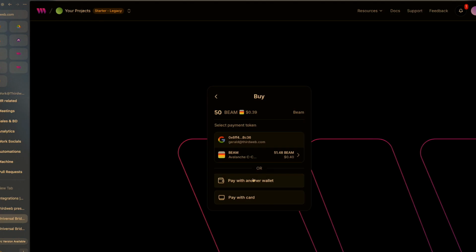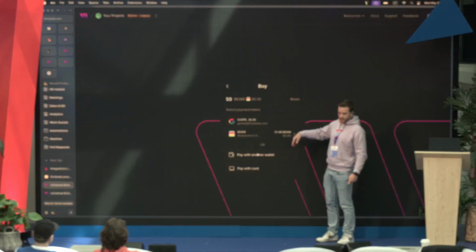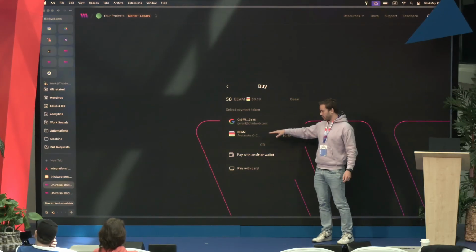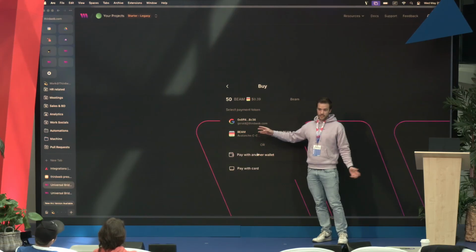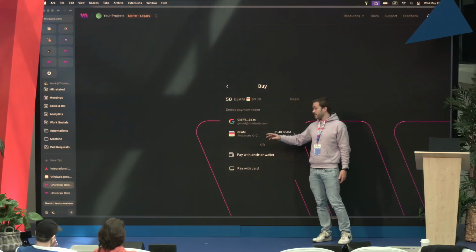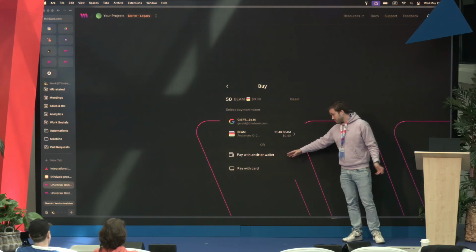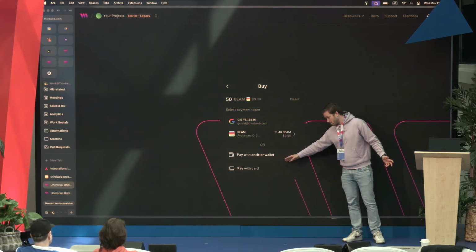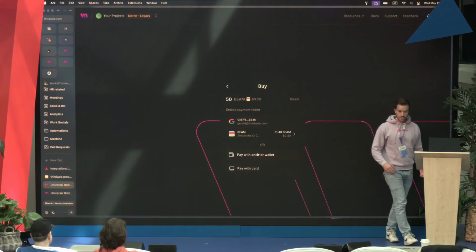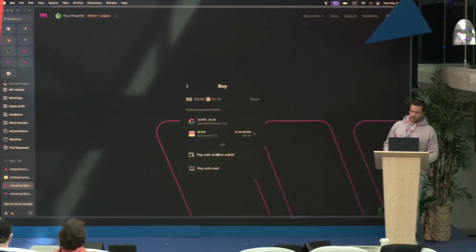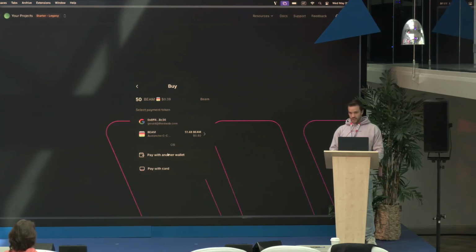We're now seeing, okay, I already hold some Beam on Avalanche C-chain. I tried it before because I recorded the demo as well. You could also do it with AVAX on C-chain, or with USDC on Ethereum. That wouldn't really matter. Or if you don't have any token, you could say, okay, I actually just want to pay with another wallet or with a card. So I could, for example, use Stripe or Coinbase onramp or Transak, depending on where you're located in the world.